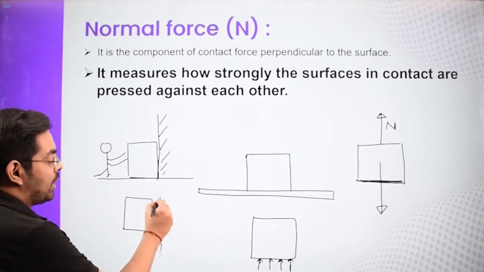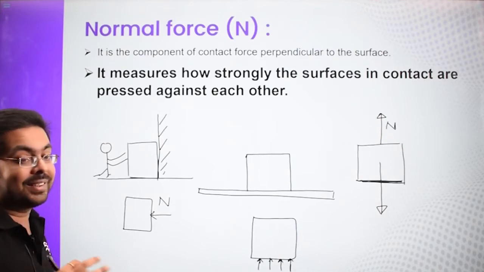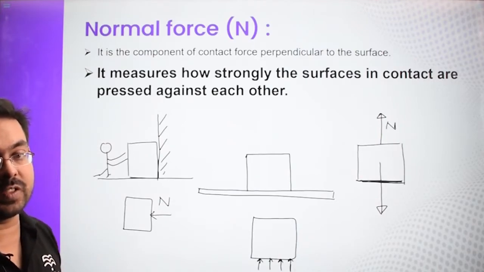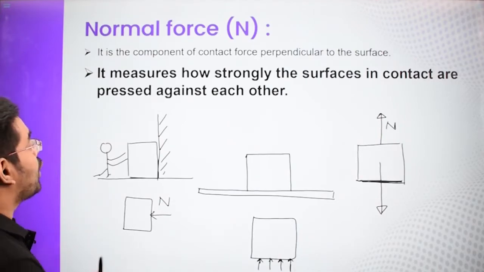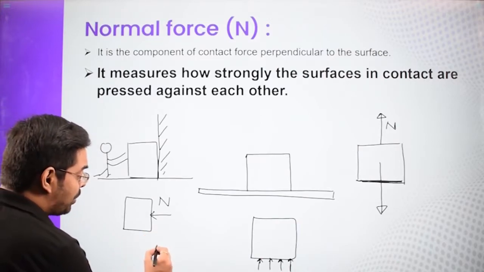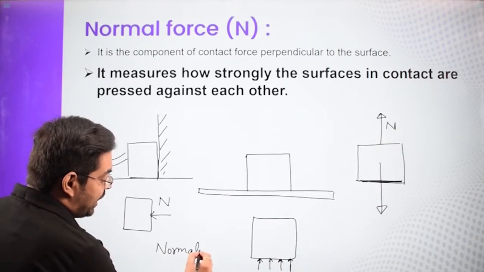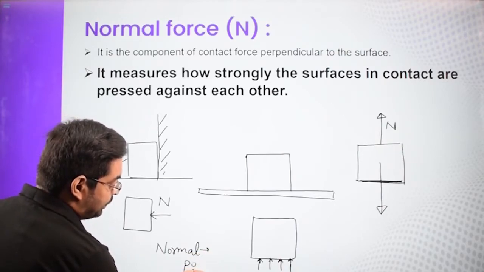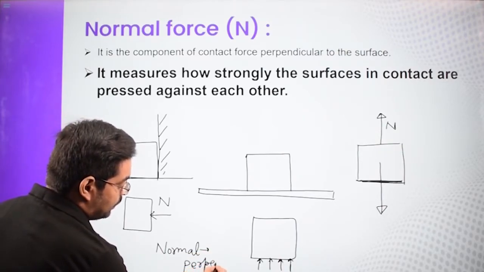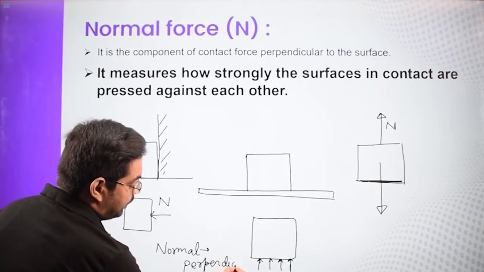तो ये force का नाम हम क्या दे सकते हैं? Because it is acting perpendicular to the surface, that is why it is called normal. Normal का literal meaning we sometimes take as perpendicular. ठीक है?